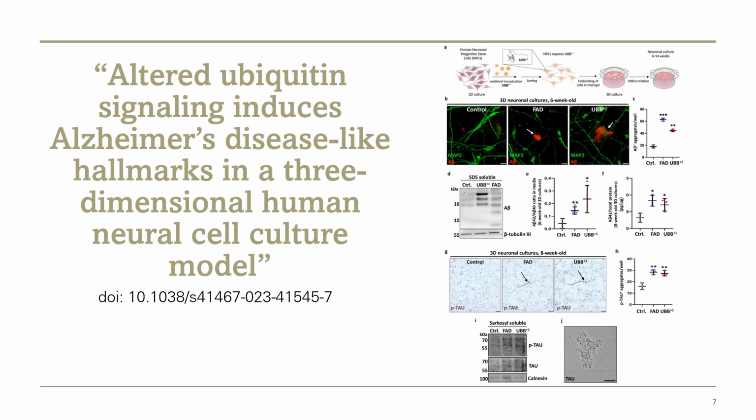This figure is from the paper Altered Ubiquitin Signaling Induces Alzheimer's Disease-like Hallmarks in a 3-Dimension Human Neural Cell Culture Model. In this paper, they used 3D cell cultures to grow their neuronal cultures. Specifically, they used a matrigel, which is a hydrogel used for scaffolding growth of the cell cultures. It was found that the 3D culturing allowed for a more realistic growth of the neuronal cultures and how cells reacted in the disease state.